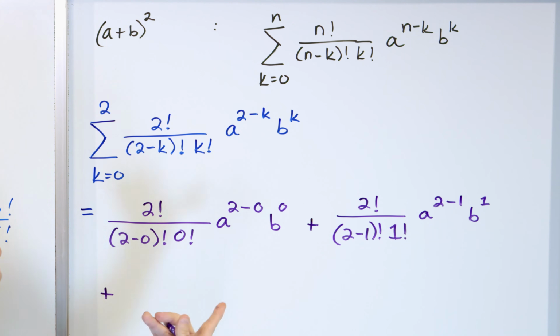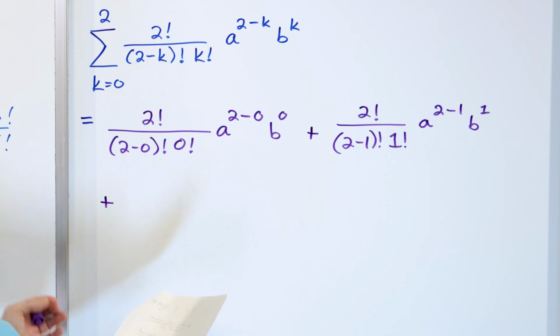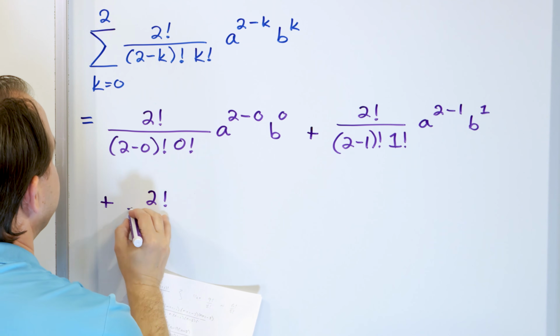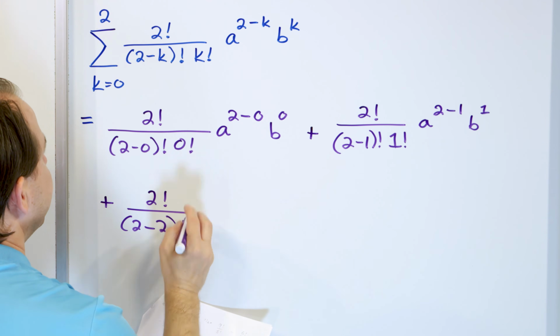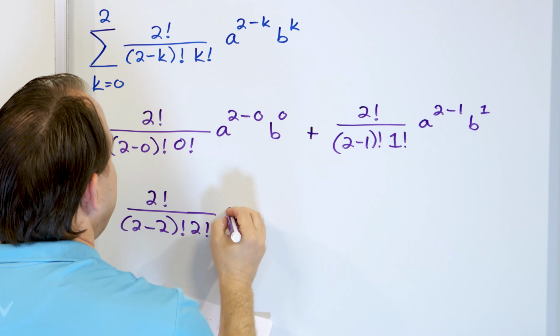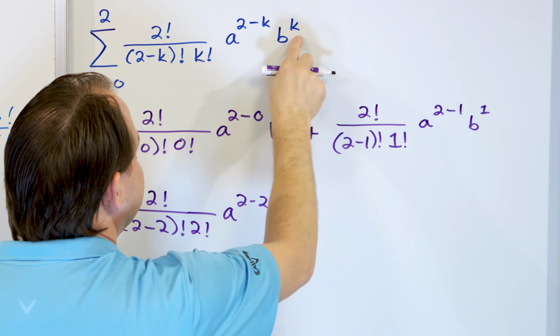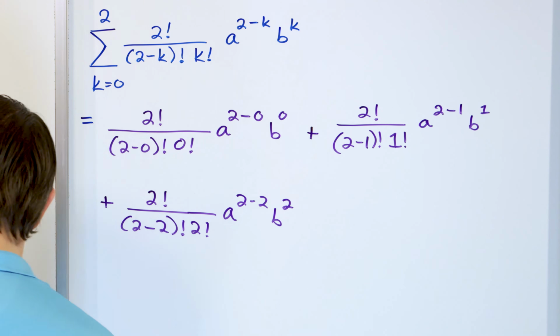I add to that the third term. Now k has been 0 and 1. Now k is going to be 2. Okay, so the third term, k is going to be 2. Again, we start with 2 factorial in the top, 2 minus k, but k is now 2 factorial, and then k goes here as 2 factorial. Okay, then we have a to the 2 minus k, but k is 2, so 2 minus 2, and then b to the k, which is 2. I know there's a lot of junk here. You just have to cycle through it. That's how the thing works, and that's why it gets so confusing sometimes.